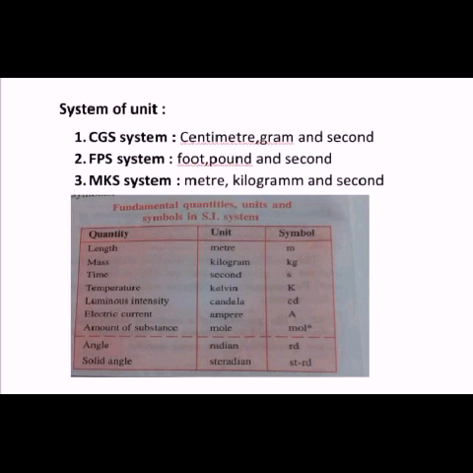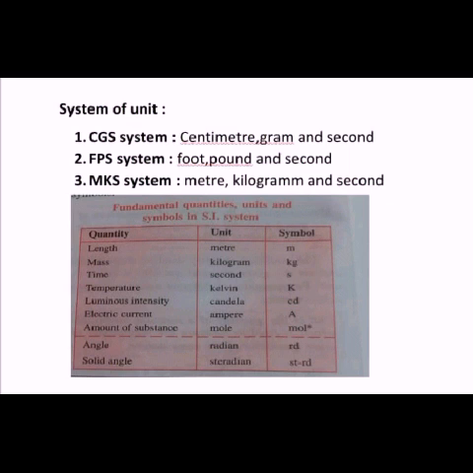Systems of units. Here in mechanics, length, mass and time are the three basic units or fundamental quantities. These quantities we express in three systems: one is the CGS system, second is the FPS system, third is the MKS system. In the CGS system, the unit of length is centimeter, mass is in gram and time is in second. Next, the FPS system. In this system, the unit of length is foot, mass is pound and time is second. In the MKS system, we measure length in meter, mass in kilogram and time in second.